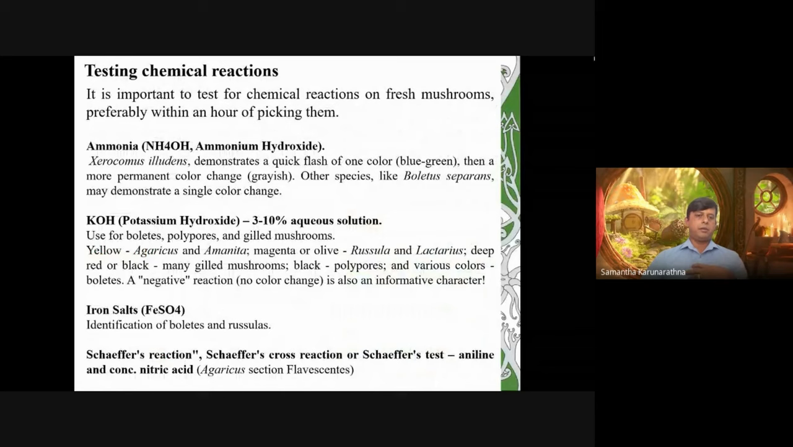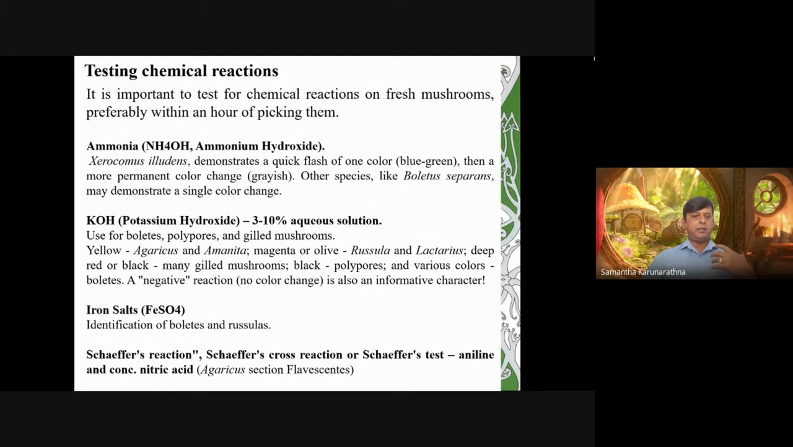So there are different chemicals we also use for mushroom identification: ammonia or ammonium hydroxide, potassium hydroxide, and iron salts like ferric sulfate. And Schaeffer's reaction is a very special reaction, or test, we use for Agaricus. In this test, we use aniline and concentrated nitric acid.